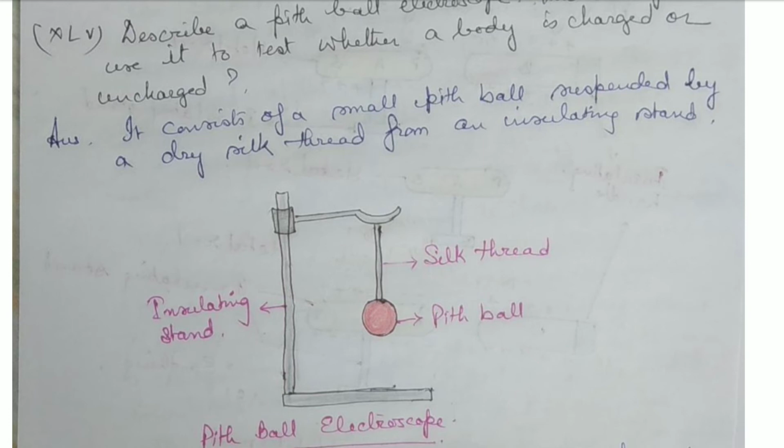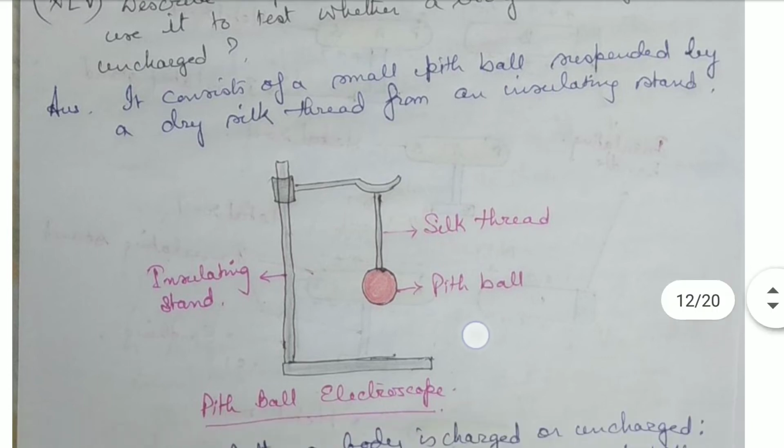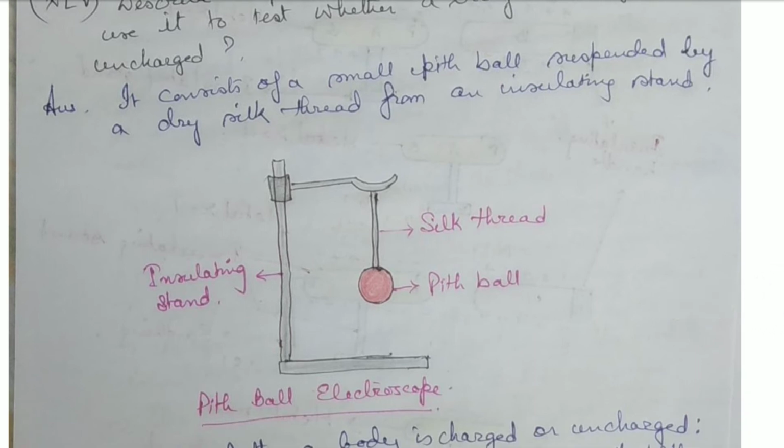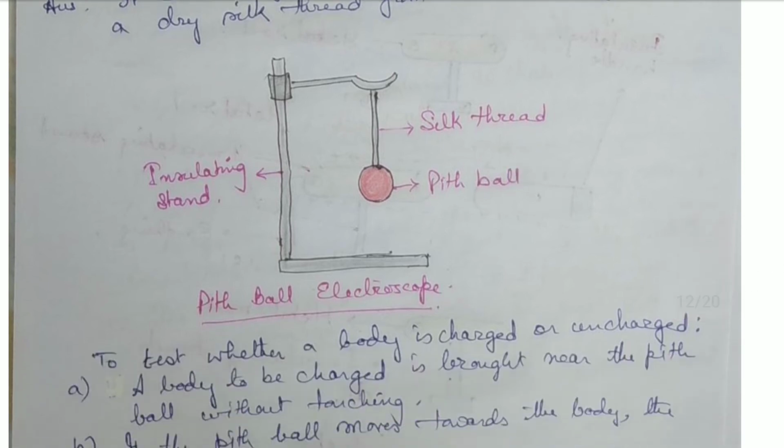A pith ball electroscope consists of a small pith ball which is suspended by a dry silk thread. Okay, this is the picture of the pith ball electroscope. There's a stand which is holding a silk thread, and the free end of the silk thread is holding a pith ball. Okay, and the stand is an insulating stand.